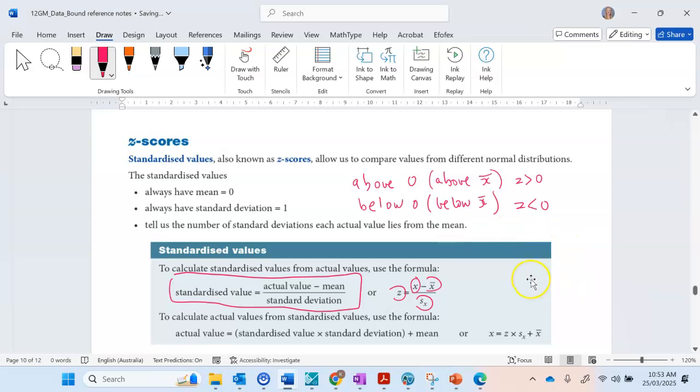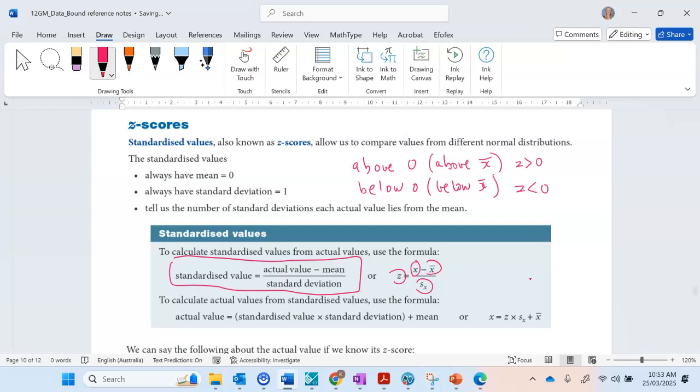So you can see what they've done here. If we wanted to calculate the actual value, we can just rearrange the same equation, and there it is in words, but there it is in symbols. So x equals your standard score times your standard deviation plus the mean. You can also just use solve in your calculator if you wanted to.